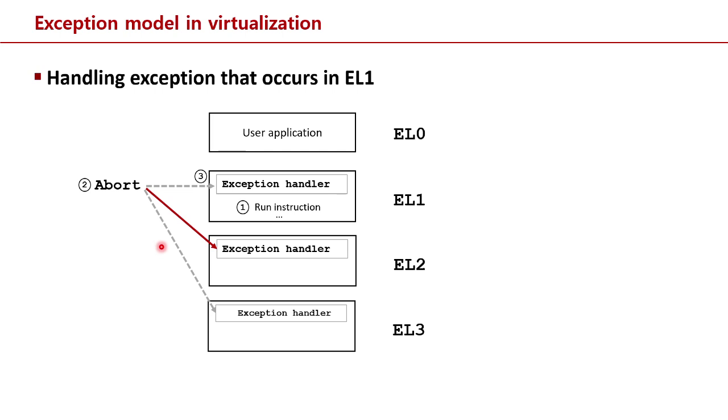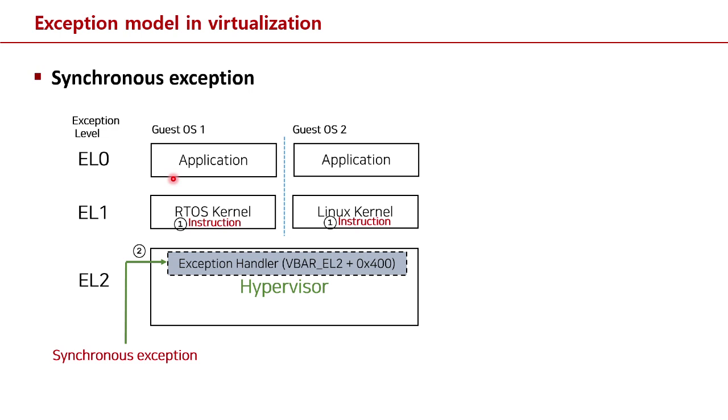If you configure a register called the secure configuration register in the ARM architecture, then that kind of control flow can be identified. So a number of the features that are implemented in hypervisors are only possible with this exception model. Then let's take a look at another diagram about this operation.